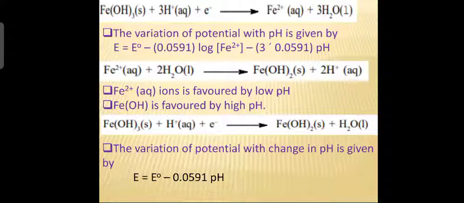At higher pH, at the potential corresponding to this area, water has a higher tendency to get reduced to hydrogen, and it cannot reduce ferric hydroxide to ferrous. Therefore, ferrous ion is formed only in the presence of strong reducing agents.